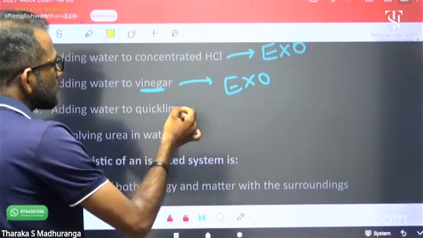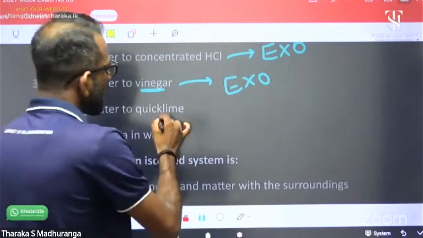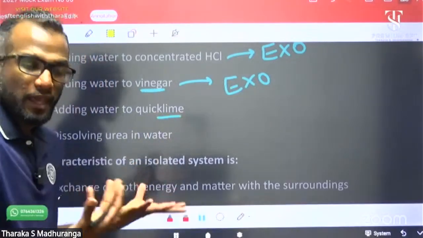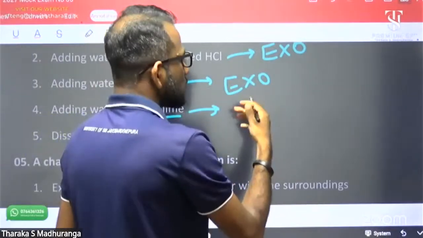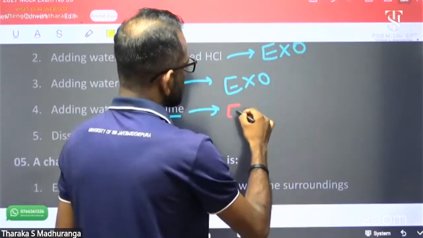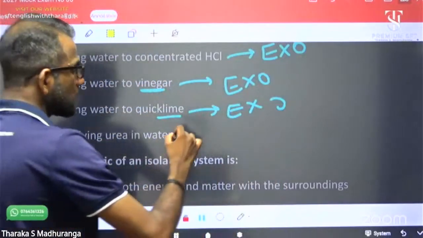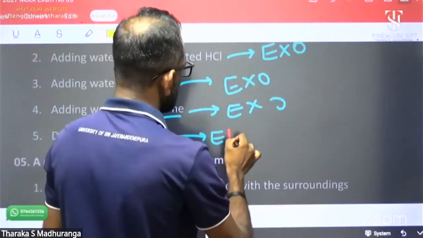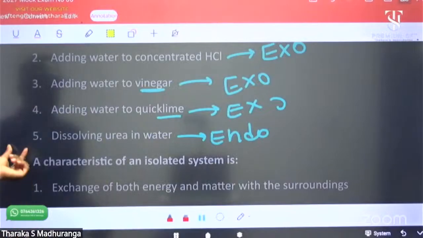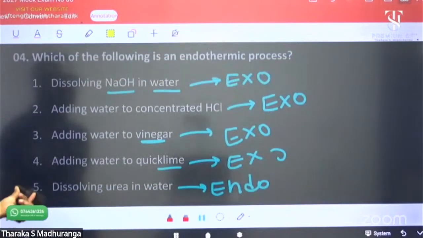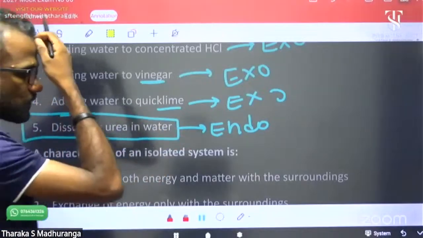Adding water to quicklime. Lime, calcium oxide, is a base. Base and water reactions are also exothermic, though less so, producing a smaller amount of heat. But dissolving urea in water is a clear endothermic reaction. Endothermic process, answer number 5.